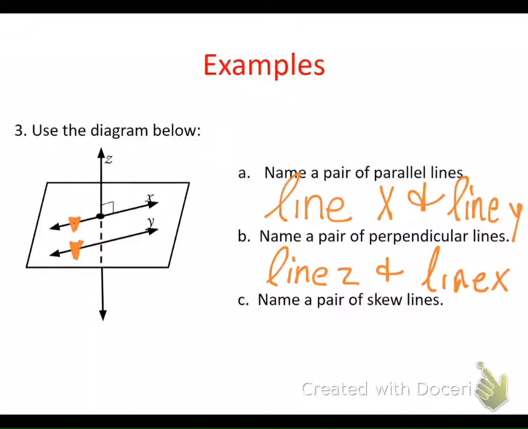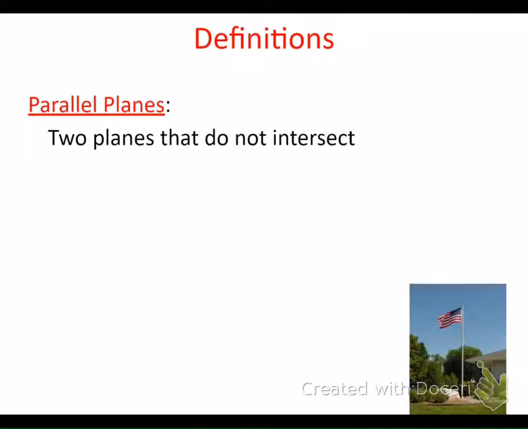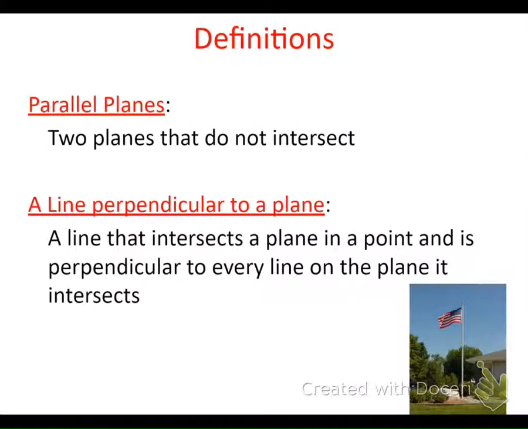Name a pair of skew lines. Z and Y. Good. Line Z and line Y do not intersect. The example would be the floor and the ceiling. You don't have to write that. That would just be an example. A line that intersects a plane at a point and is perpendicular to every line on the plane it intersects.